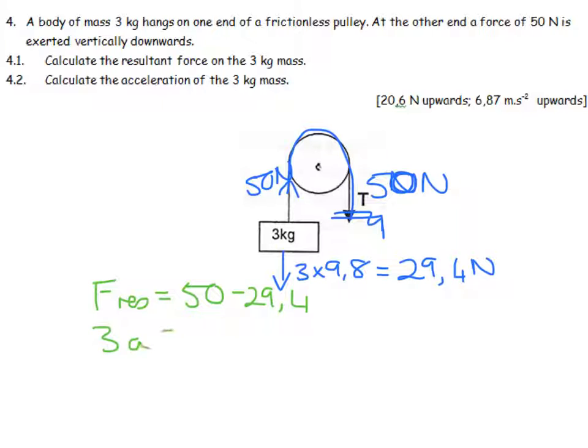So force resultant is equal to big force, 50, minus small force, 29,4. 3 times A is therefore going to be equal to 20,6, and A turns out to be 6,89 meters per second squared upwards.